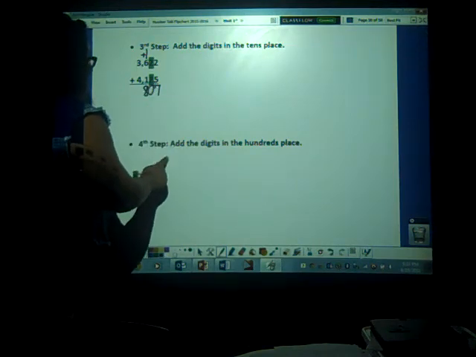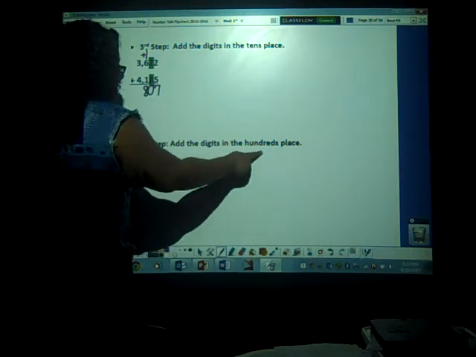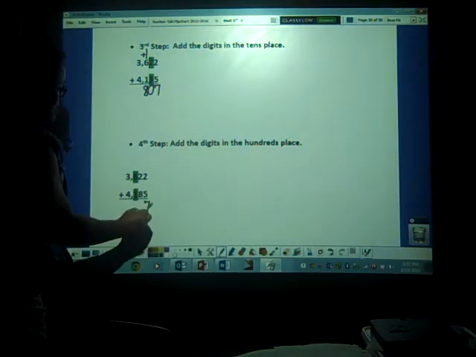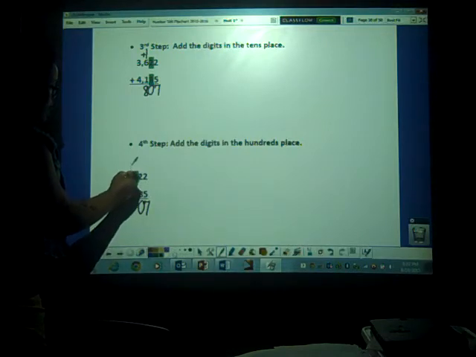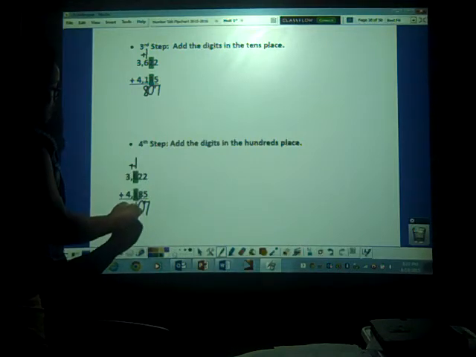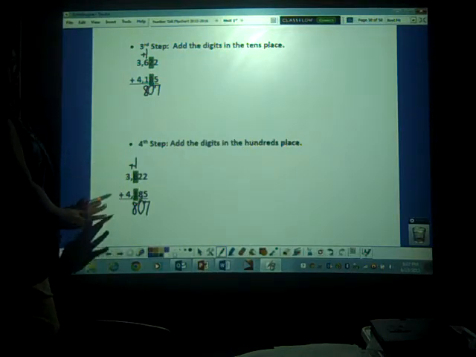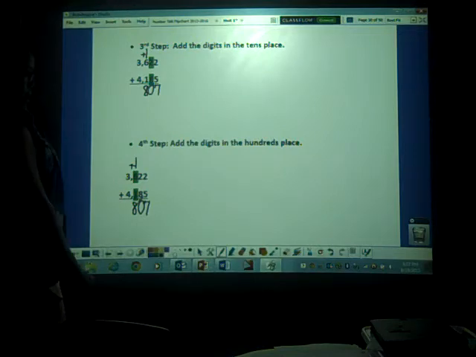So let's go to step 4. Now we're going to add the digits in the hundreds place. I just did that right here. So let's do 7, 0. I have a plus 1 up here. So now this is 8. Now we're going to move to the thousands place. Pause and copy down what you need to right here.